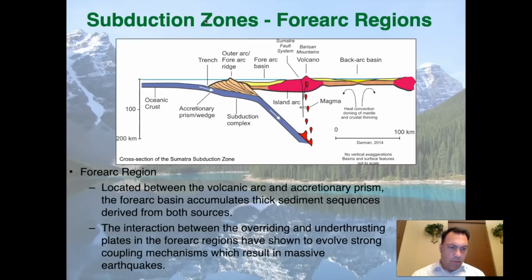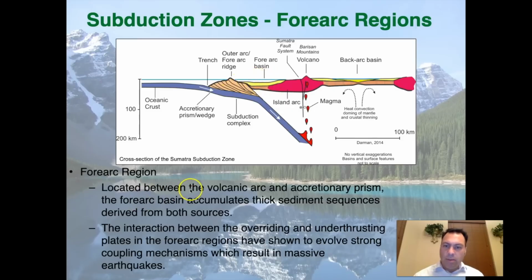Okay, so now that we've defined what an accretionary prism is and how it operates, it's kind of that stack of sediment sitting on top of the subduction zone right next to the trench. We can put together a little cross-section of the entire area. So this would be a cross-section, in this case, of the Sumatran subduction zone, where we have the oceanic crust coming in. It's hitting the outer arc, the forearc ridge that we see here, which is the subduction complex, the accretionary prism that we see here. And then behind there is a forearc basin.